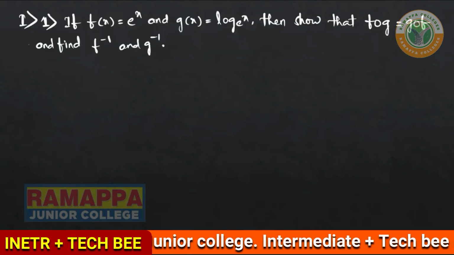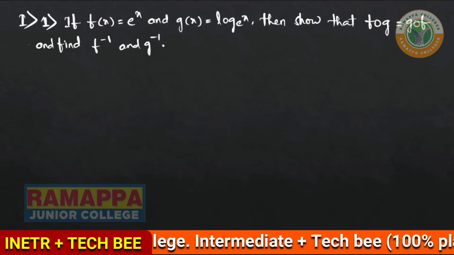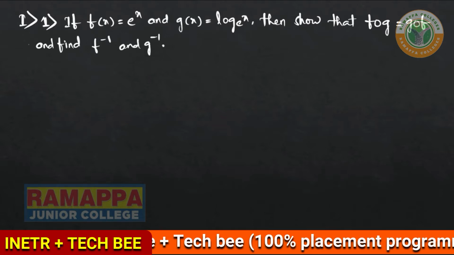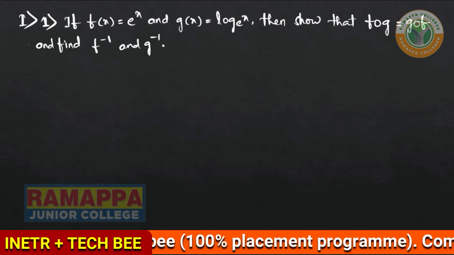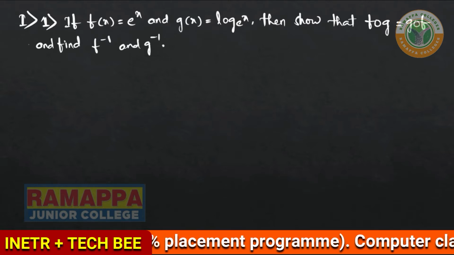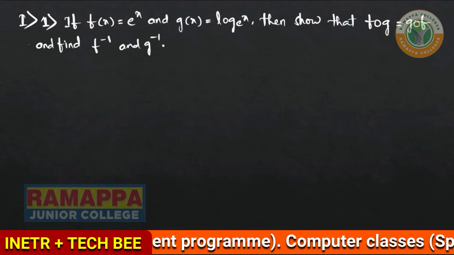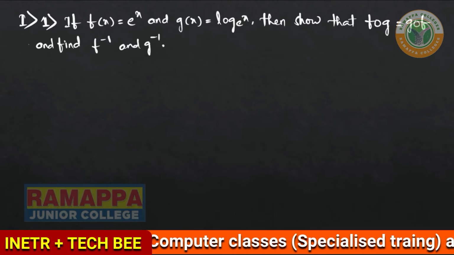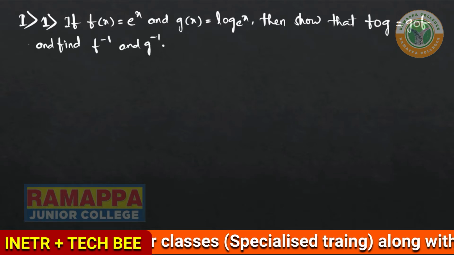The first question in the first section is: if f of x is equal to e power of x and g of x is equal to log base e of x, then show that f of g is equal to g of f, and find f inverse and g inverse also. Now the solution.